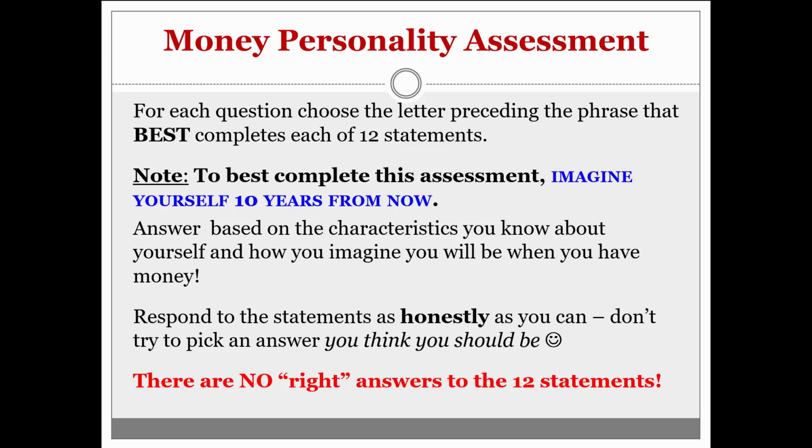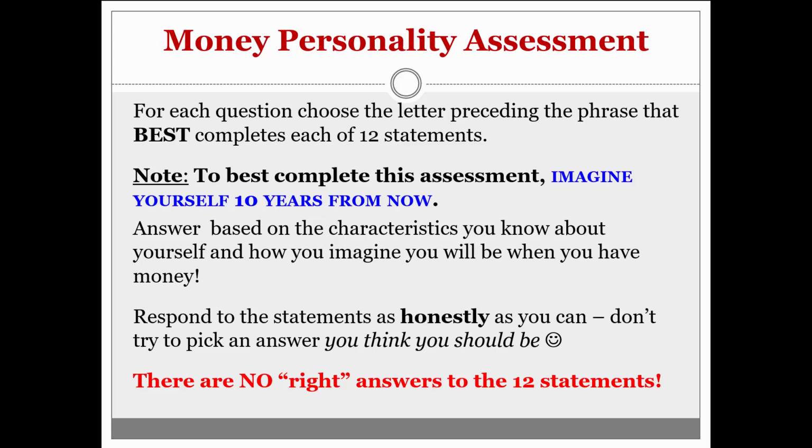Now, a few of the questions are not going to necessarily fit you right now because they're more for people that are older adults. And so what you want to do on those questions is think about yourself 10 years from now and how you might be based on who you are now. But most of these questions you should be able to answer. And I want you to answer them as honestly and as fast as possible.